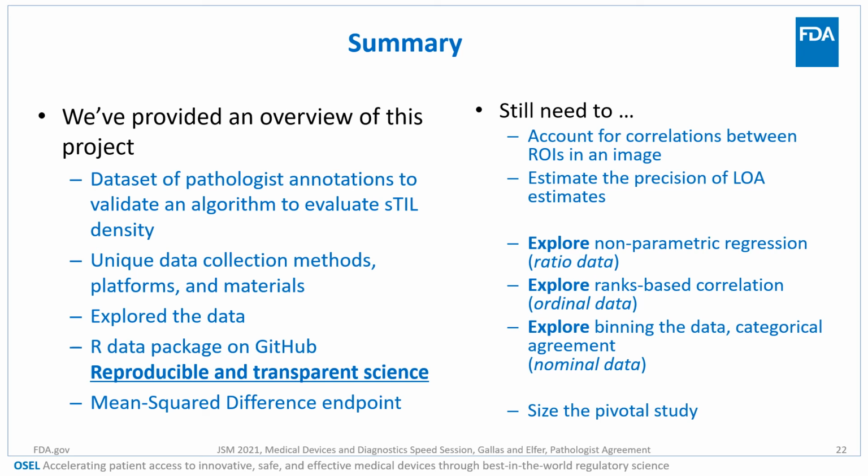It will take sophisticated methods to treat the correlations and complicated non-stationary behavior observed. We still need to account for correlations between ROIs in an image and estimate the precision of the limits of agreement estimates. We are also exploring different analysis methods, non-parametric regression, rank-based correlation, and categorical agreement. Finally, and most importantly and urgently, we need to size our pivotal study.